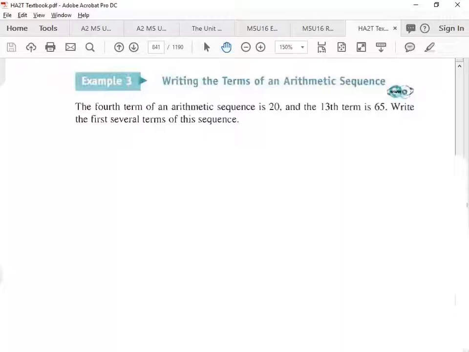What else is that common difference? Let's see. We're given a fourth term, which is this guy right here. And we're given a 13th term, which is this guy right here. And then it says, write the first several terms of the sequence.